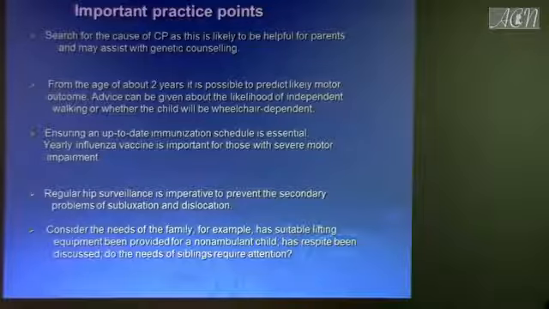Okay? If you have a kid at 2 years of age and he is completely encephalopathic and has quadriplegic cerebral palsy, you will tell the family most likely he's not going to walk. Even if he improves, it is unlikely he's going to walk. Is there an exception? There are always a lot of exceptions. Okay? You need to ensure up-to-date immunization, very important. One that we almost always forget is the yearly influenza vaccine, which is very important. You have to do regular hip surveillance. Why? To prevent the secondary problem of subluxation and dislocation.